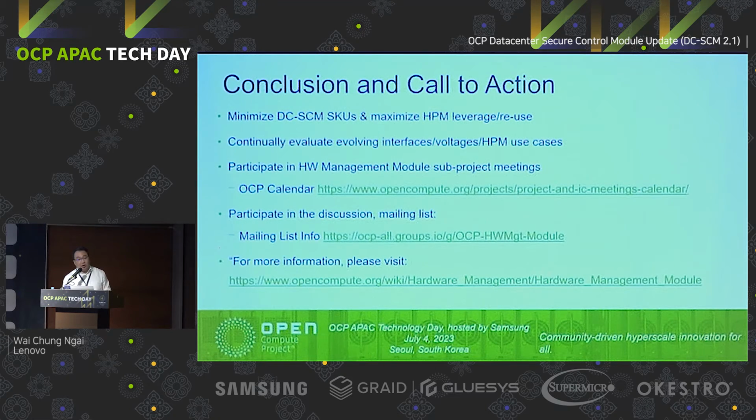I also would like to encourage you, if you are interested, to participate in the hardware management projects. The DC-SCM is one of the sub-projects. We have a regular meeting at the beginning of the month, so you are encouraged to join and participate. And of course, you can also subscribe to the mailing list, then you can get the updates. There is a lot of information published on the website, and I have the link here. If you're interested, feel free to have a look.